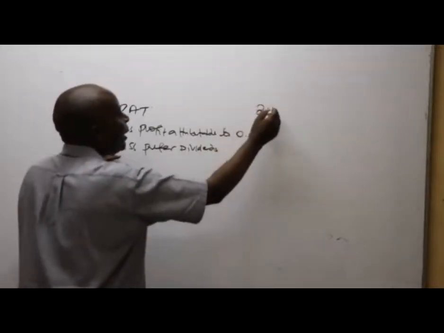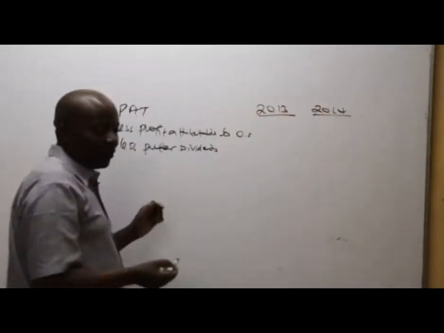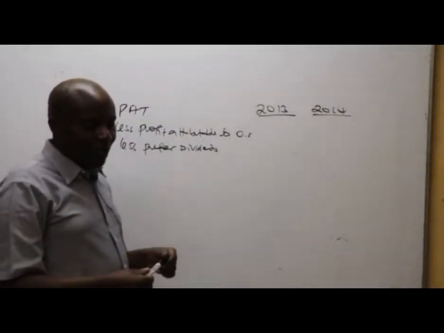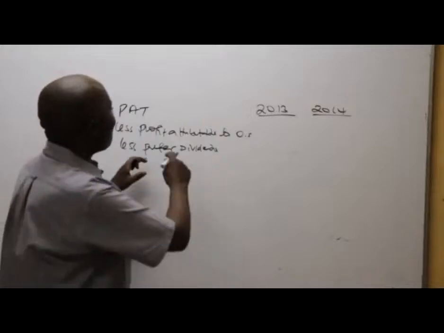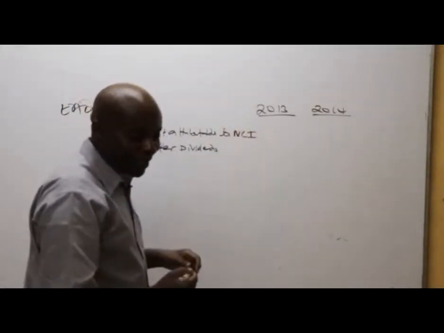We have two years, 2013 and 2014. Any low-hanging fruits? How could they give us this kind of an easy question, really? One that does not require much thinking. Profit attributable to NCI, sorry. NCI. Profit attributable to NCI.